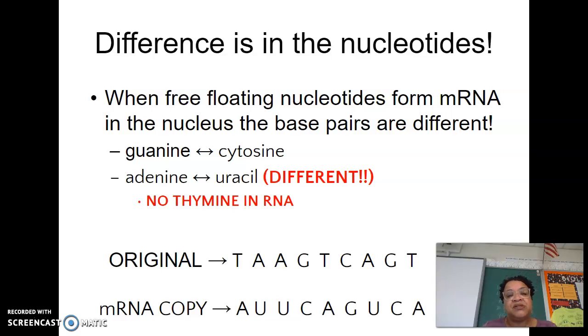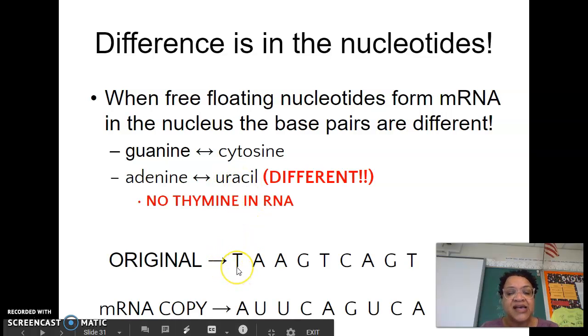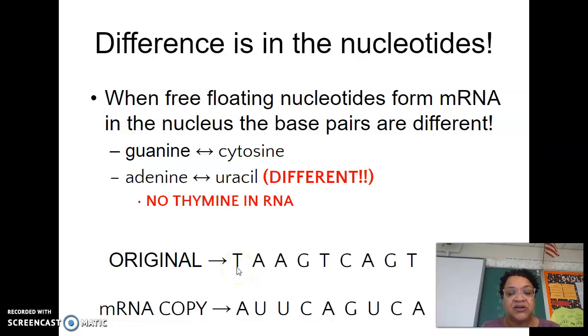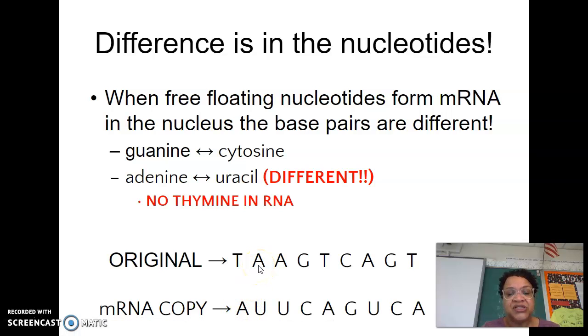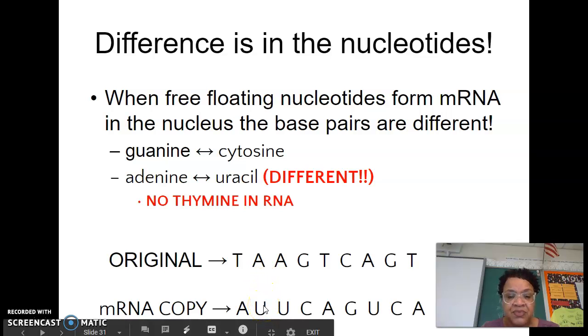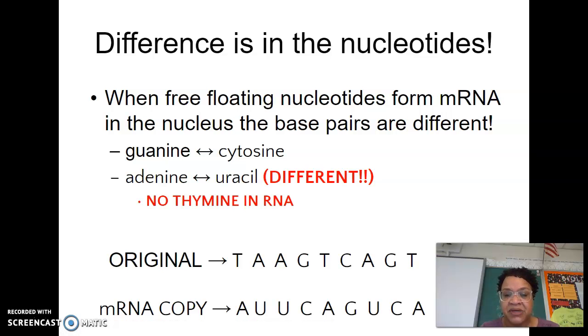So up to now, we've been learning more so about DNA, the complementary bases. Well, recall that RNA does not have thymine. It only has uracil. So if the original DNA strand has a T, T is still complementary to A. So the messenger RNA can have A. But for an A in the original DNA strand, the complementary base is a U. Why? Because RNA does not have thymine.